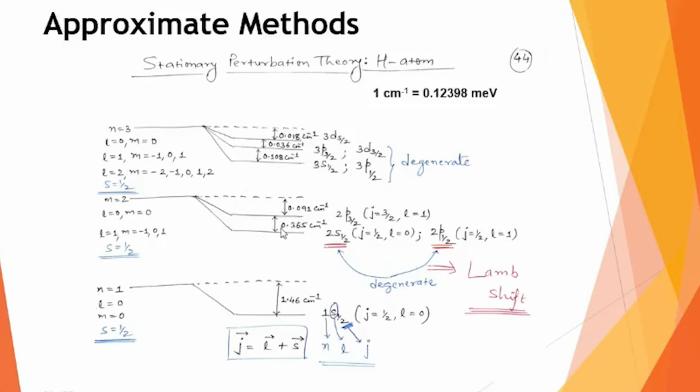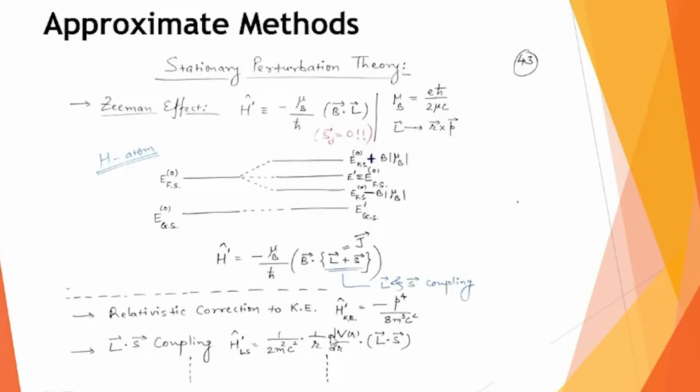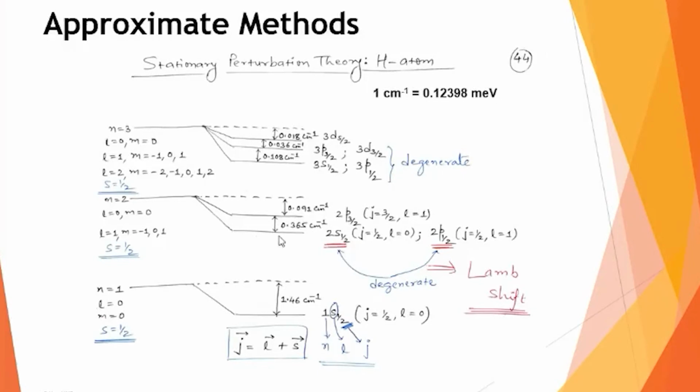Correct? This is not a Stark effect, mind well. This is not the perturbation due to the electric field. This is the perturbation due to the relativistic correction. This is the perturbation due to the coupling of orbital angular momentum and spin. So obviously the nature will be different. Splitting is observed, shifting is observed, but now there are only two states corresponding to n equals 2. For n equals 3, there are three states.